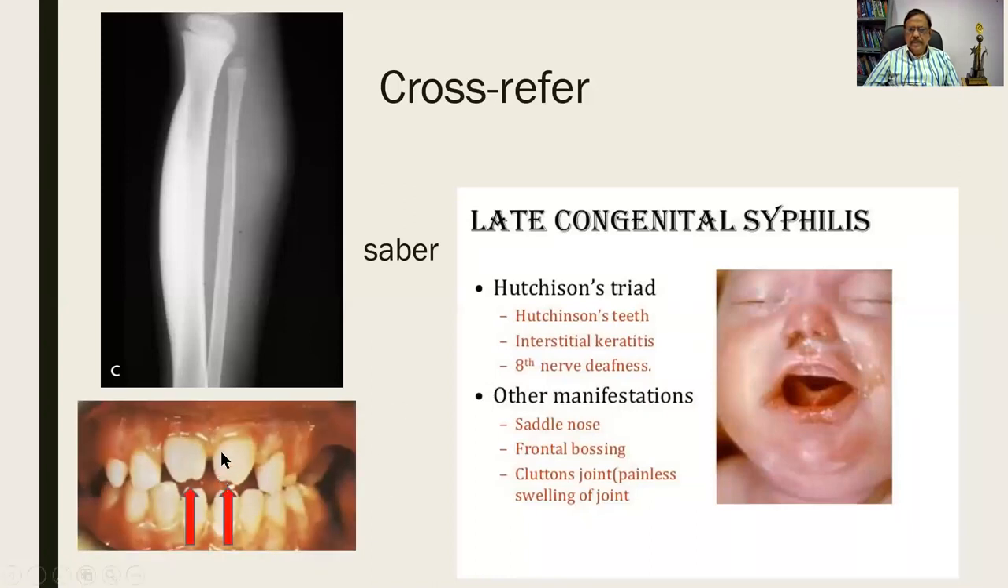And these are the Hutchinson's teeth. You find that the incisors, there is a peg that is seen over here. This is one abnormality over the tooth. Another abnormality can be the Moon's molars. The molar tooth is also abnormal, and that is called Moon's molars. Capital M-O-O-N apostrophe S. So please remember this.